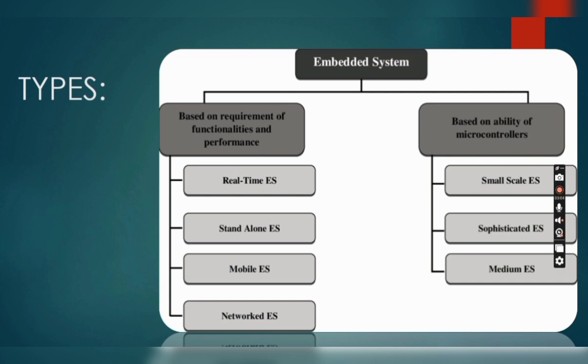functionalities and performance are real-time embedded systems, which means this embedded system provides output in a defined interval only. This system provides a quick response in a critical situation, which gives the most priority to time-based tasks. That's why real-time embedded systems are used in the defense sector. These real-time embedded systems are divided into two types. One is soft and another is hard.